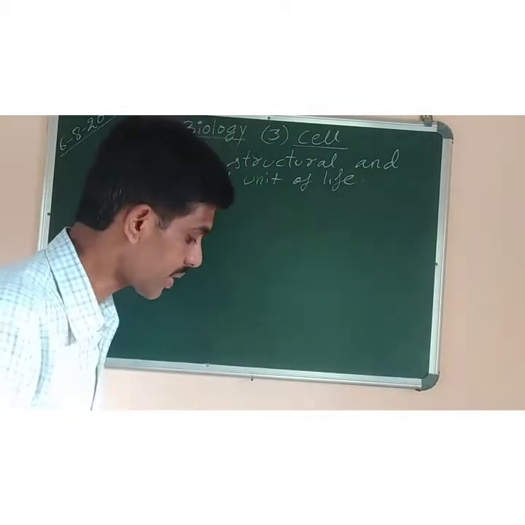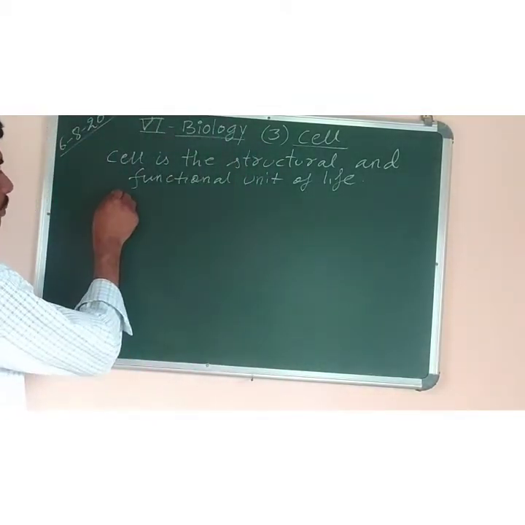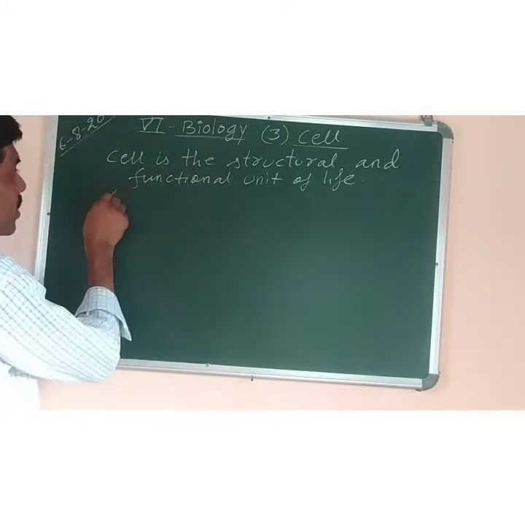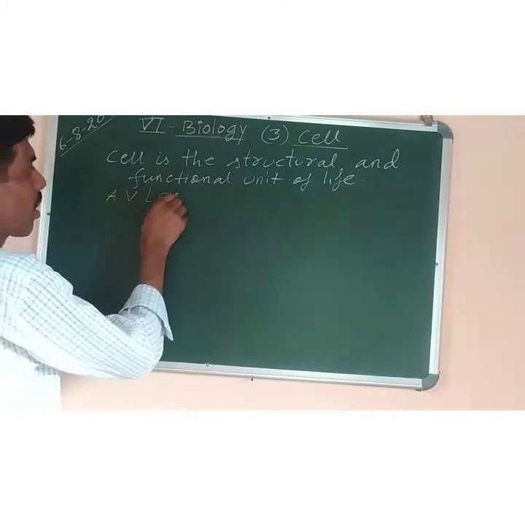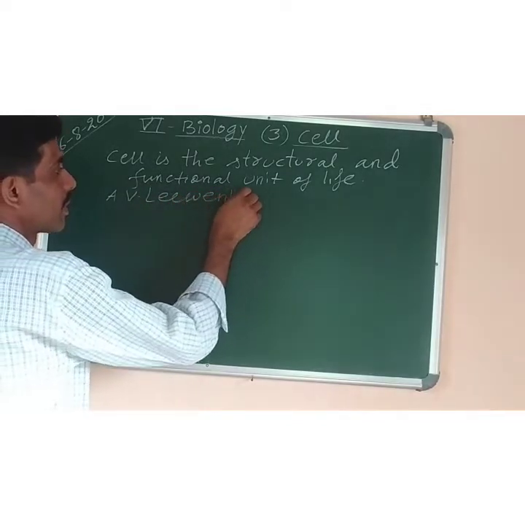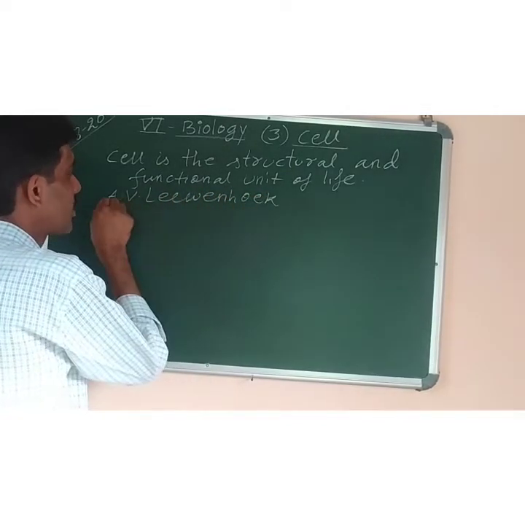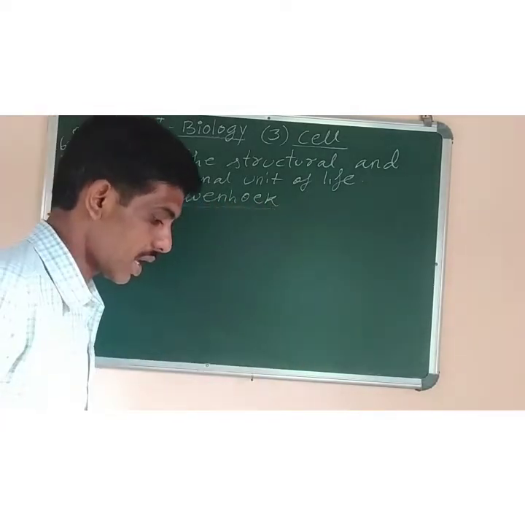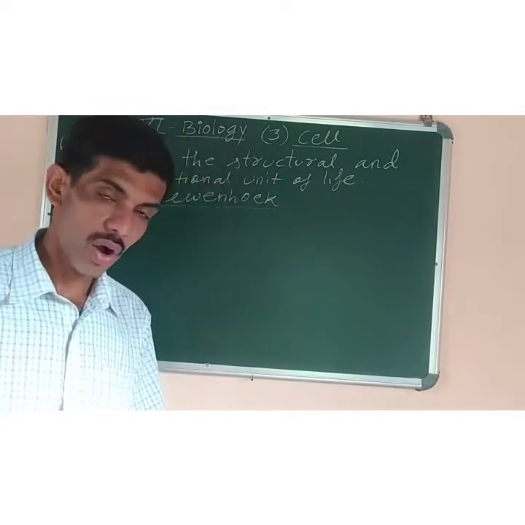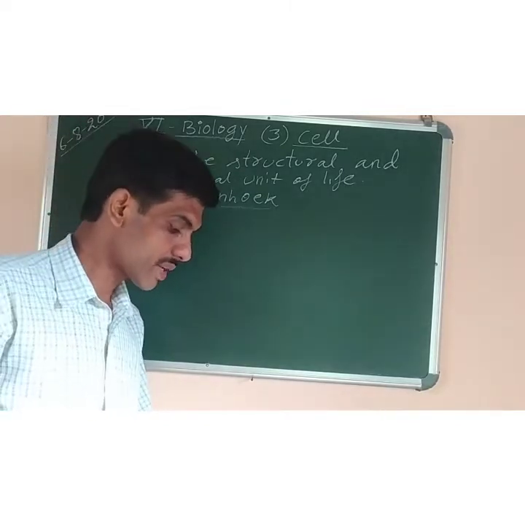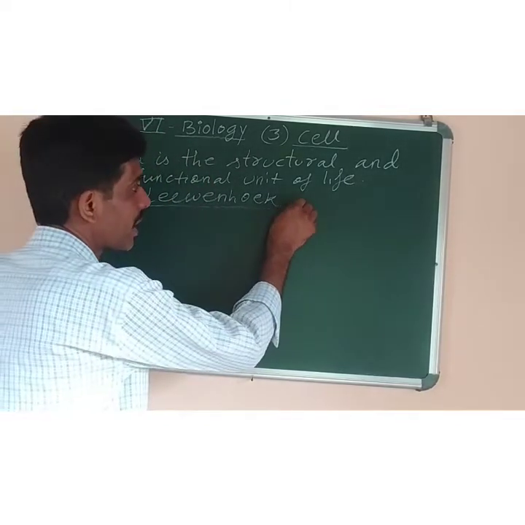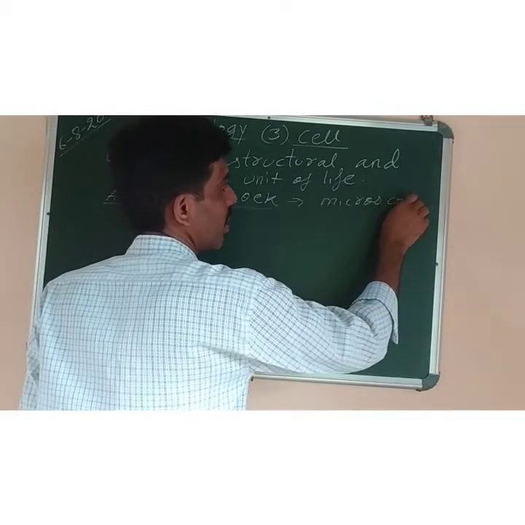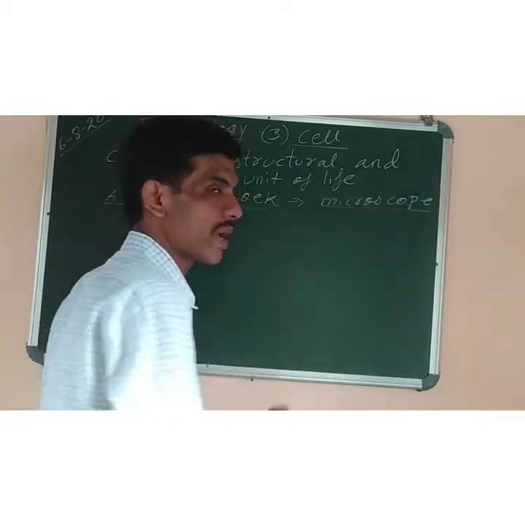Okay. Now next is invention of microscope. Who discovered microscope? A scientist named Antony van Leeuwenhoek. Okay, spelling you have to write correctly. Leeuwenhoek. Antony van Leeuwenhoek was the first who developed a simple microscope. He was the first or the pioneer who developed a simple microscope.